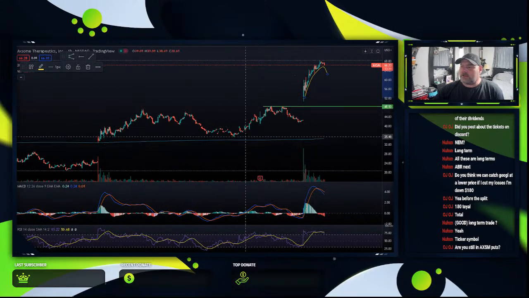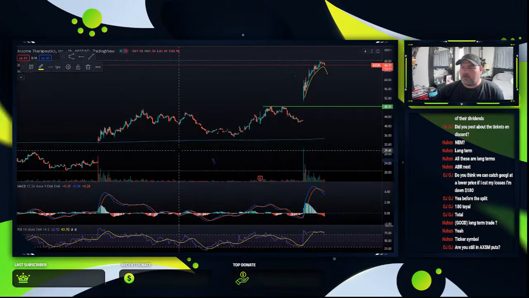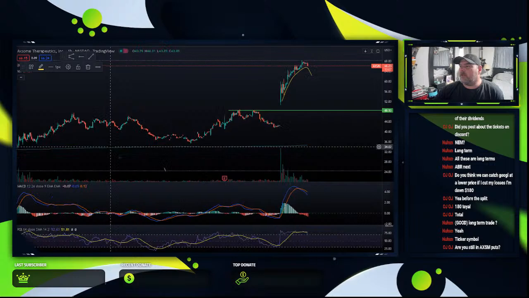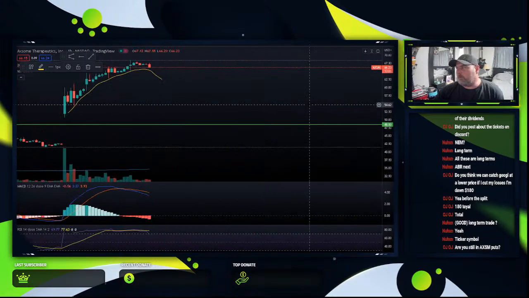And you can see where it's done it before, and you can look at it in all kinds of time frames. It just wants to roll over. It's wanting to so bad. So we'll get there. We'll get there.